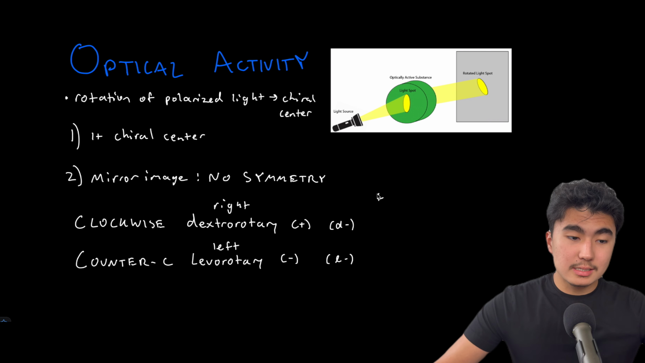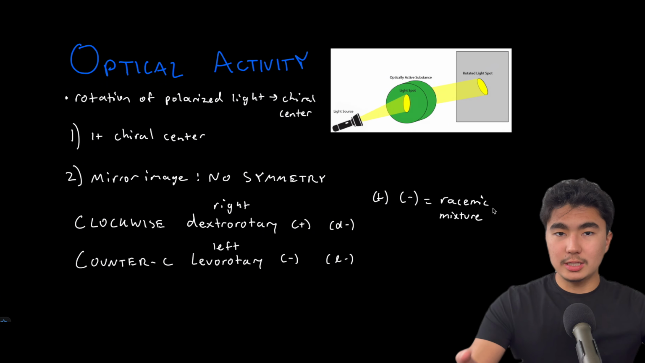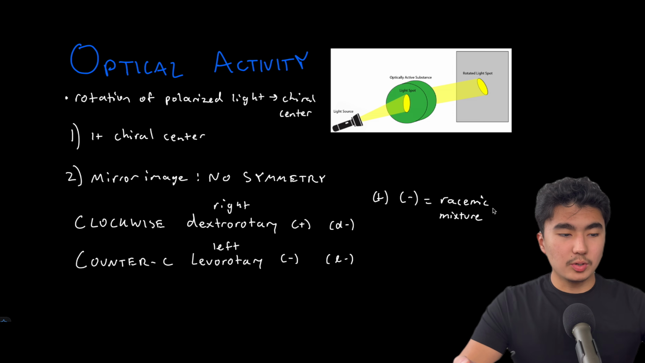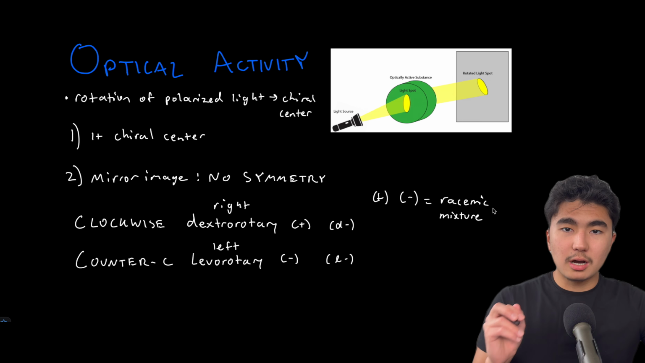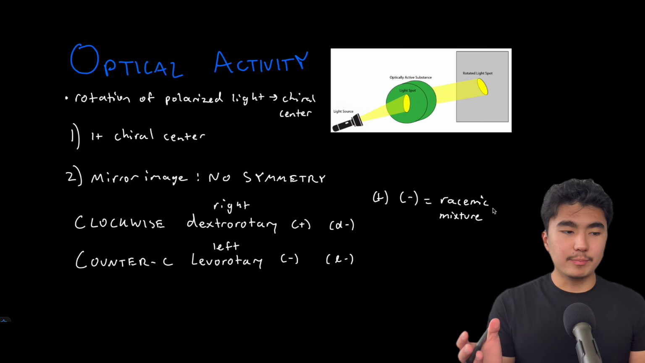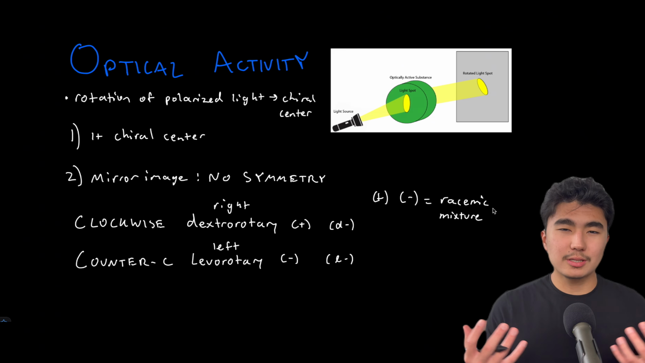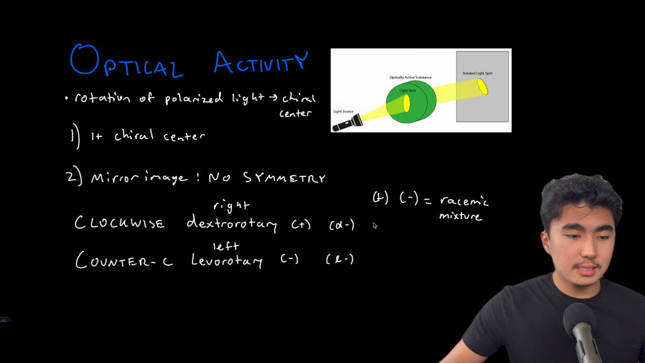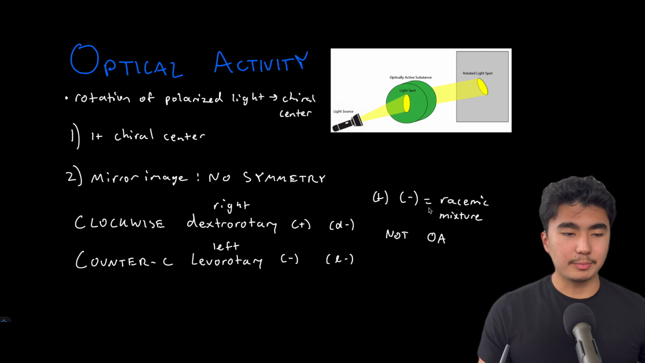Now, if we have the same concentration of both levorotary and dextrorotary, this is going to be known as a racemic mixture. A racemic mixture is when we have equal pairs of those enantiomers, one of them going clockwise, the other one going counterclockwise, and this is not going to be optically active because we have the same amount of both. So one of them is just going to try to go clockwise, the other one's counterclockwise, and they both basically cancel each other out. So this is going to be not optically active. I'll just put OA for optically active.